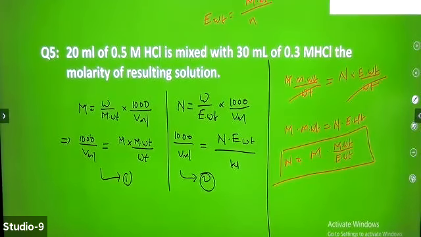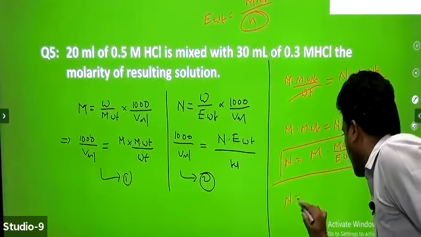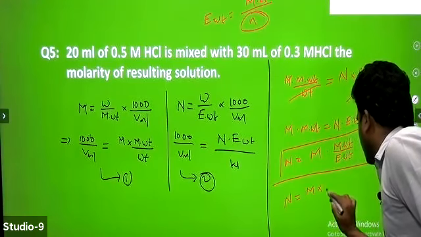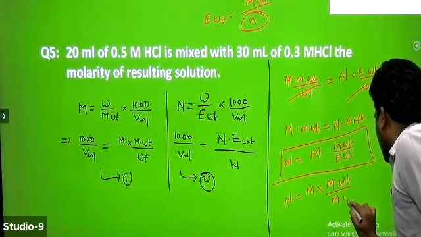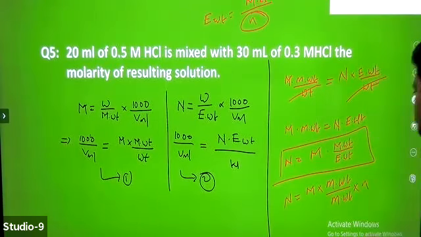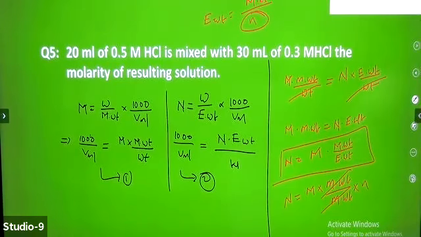If molecular weight and equivalent weights are not given, how can we identify? By using valency. Substitute here, what we get? Normality is equal to molarity into molecular weight by molecular weight into N factor. Because it is a reciprocal, N comes to numerator. Again, what we get? Molecular weight gets cancelled.